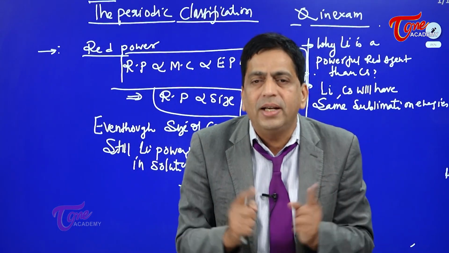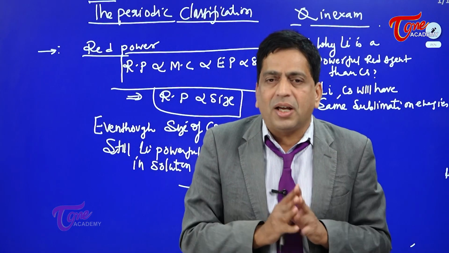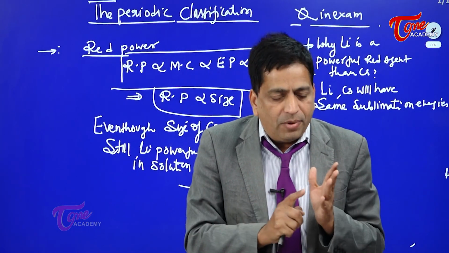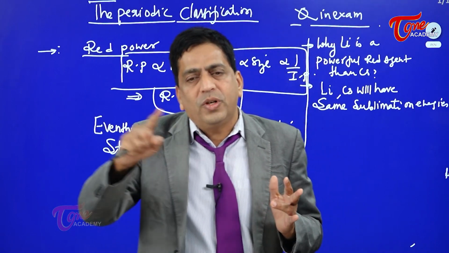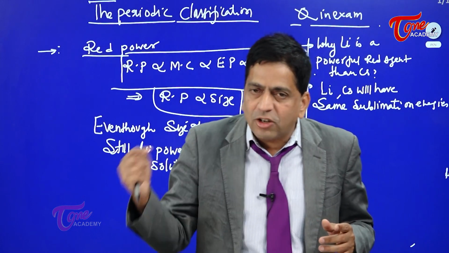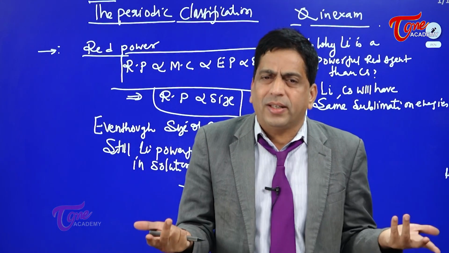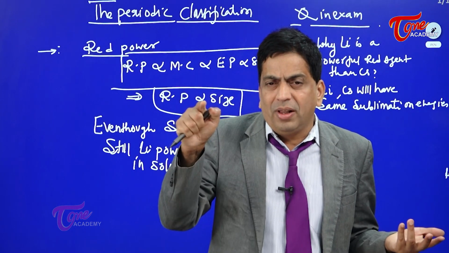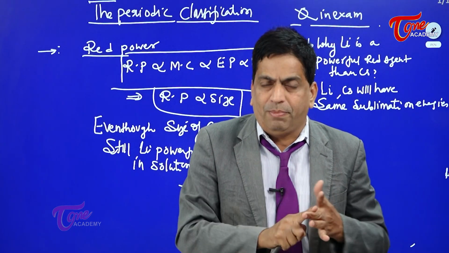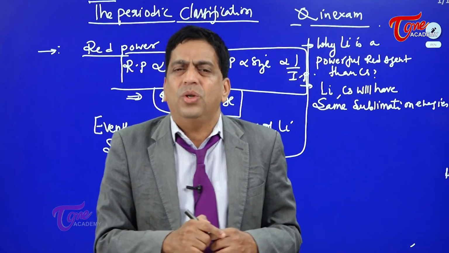And that too in a medium that is water. So three steps are involved. First, convert the lithium and cesium to gaseous atoms. Second, you remove an electron. Third, in the solution, what is happening? So the sum total of all the energies in step 1, step 2, step 3 will determine who is a powerful reducing agent.